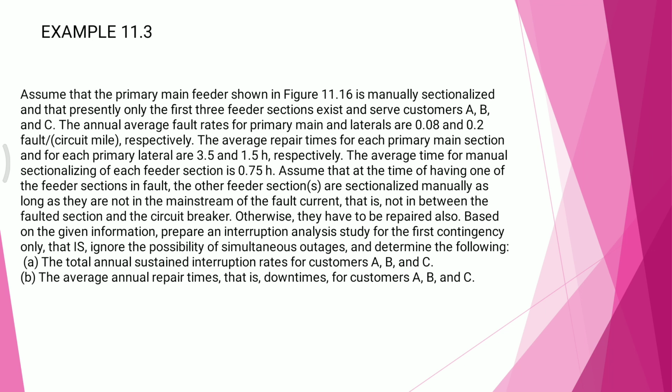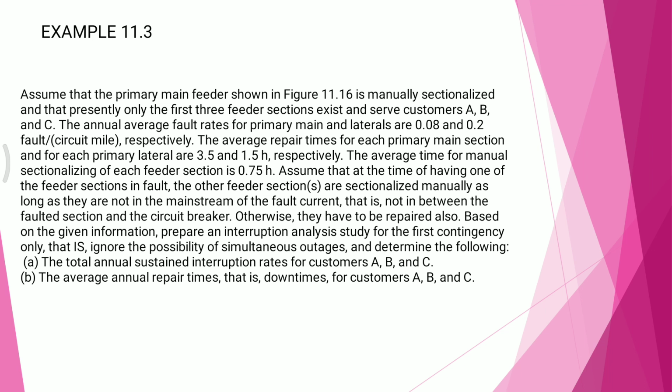Example 11.3. Assume that the primary main feeder, as shown in the figure in the next slide, is manually sectionalized and that presently only the first three feeder sections exist and serve customers, that is A, B, C are the three sections. The annual average fault rates for the primary main feeder and laterals are given as 0.08 for the main primary and 0.02 for a lateral, that is, faults per circuit mile respectively.